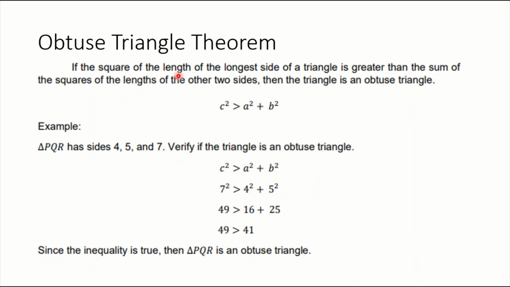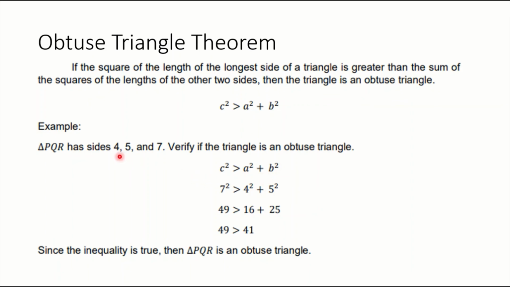If the square of the length of the longest side of a triangle is greater than the sum of the squares of the lengths of the other two sides, then the triangle is an obtuse triangle. c squared is greater than a squared plus b squared. So here is the example. Triangle PQR has sides 4, 5, and 7. Verify if the triangle is an obtuse triangle. The formula here is c squared is greater than a squared plus b squared.